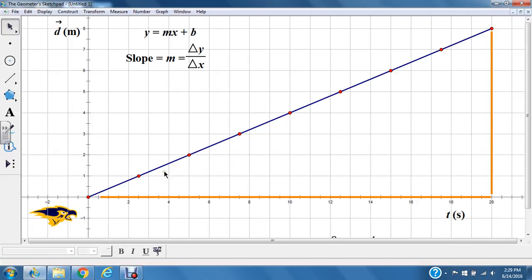A rule of thumb is whenever you look from the left to the right, if the line is headed uphill, the slope is positive. If when you look from the left to the right, the line is headed downhill, then it's a negative slope. If it's just flat horizontal, that's a zero slope.